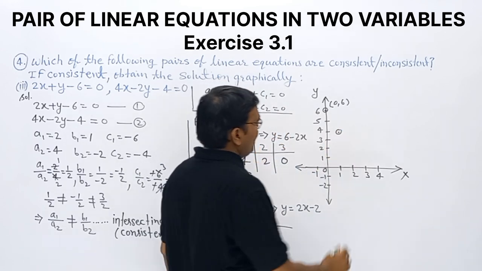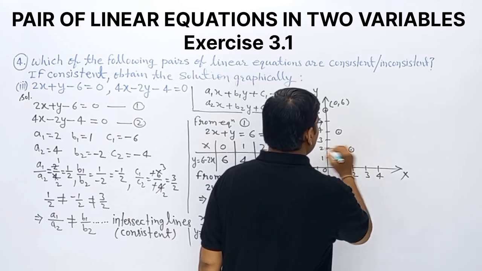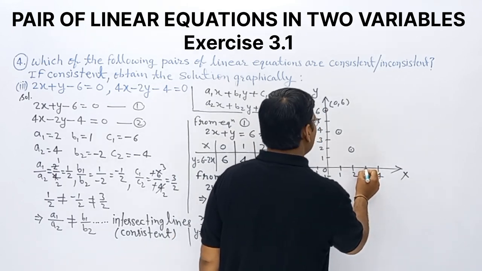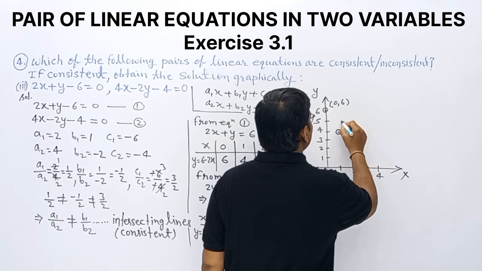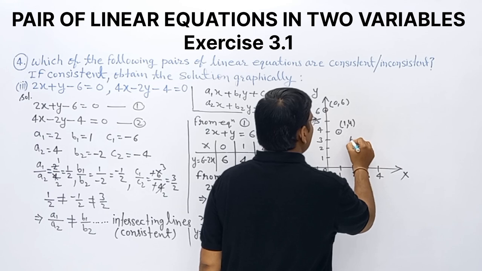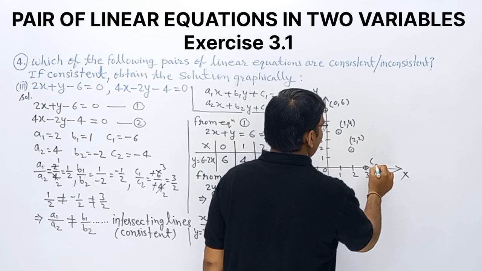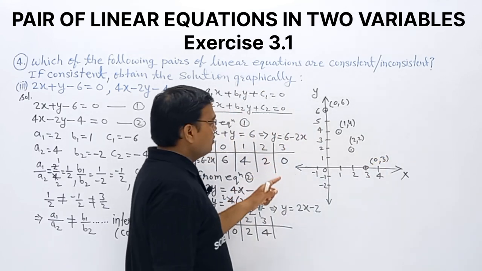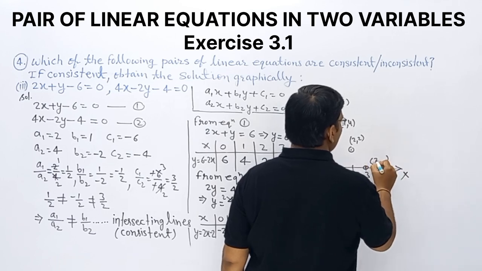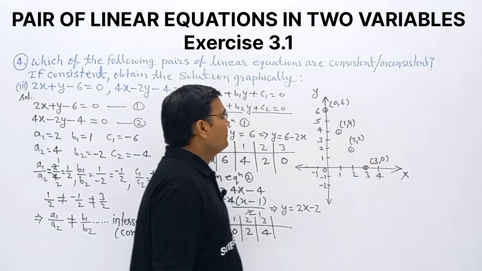Next one, (2, 2): x is 2, y is 2. We have this point here. Clear? Now the next one, (3, 0): x is 3 and y is 0. I am writing this one: (1, 4), (2, 2), and the last one, (3, 0). Clear? X is 3 and y is 0.